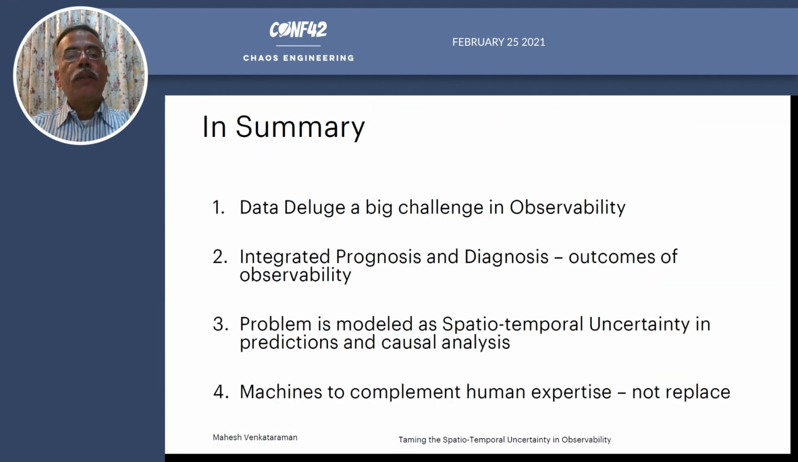In summary, data deluge is a huge challenge in observability. Integrated prognosis and diagnosis should be the outcomes of observability. The problem here is modeled as a spatio-temporal uncertainty problem in predictions and in causal analysis. And last, machines should complement human expertise and cannot replace human expertise in conducting intelligent prognosis and diagnosis.